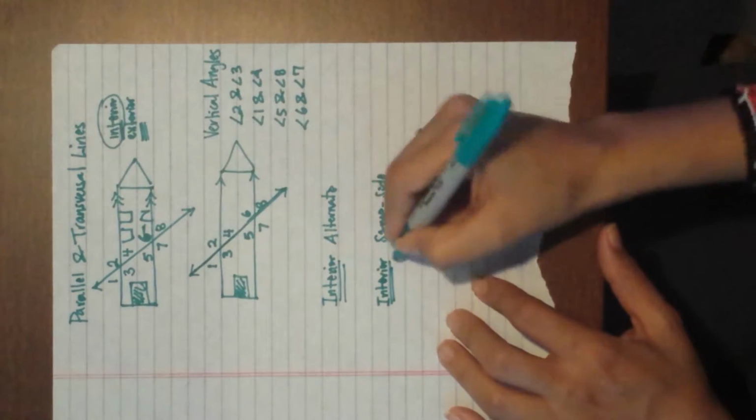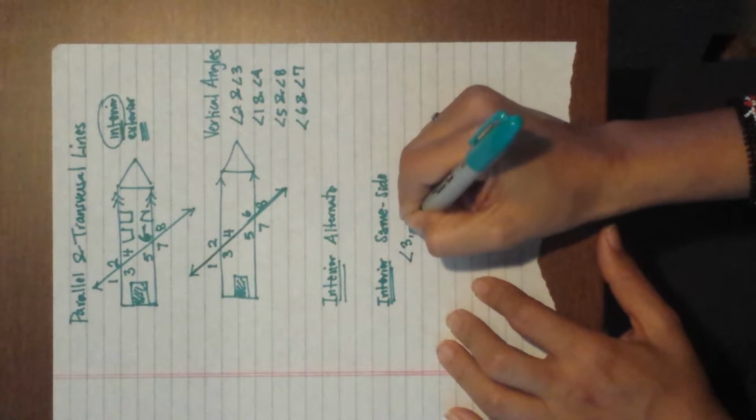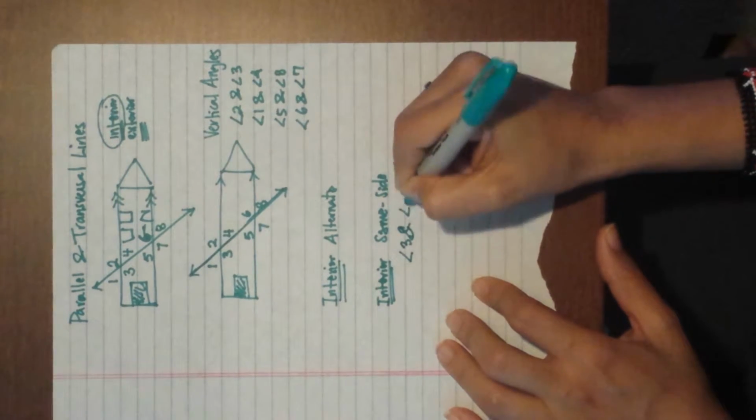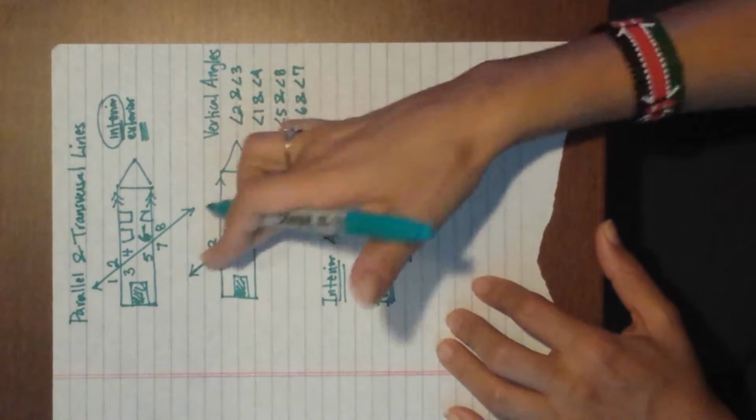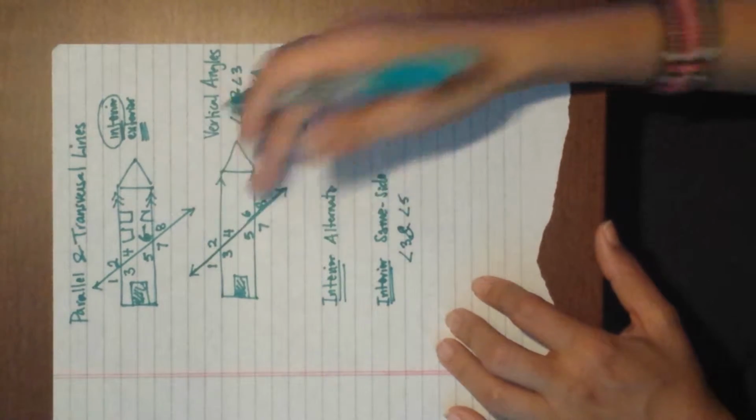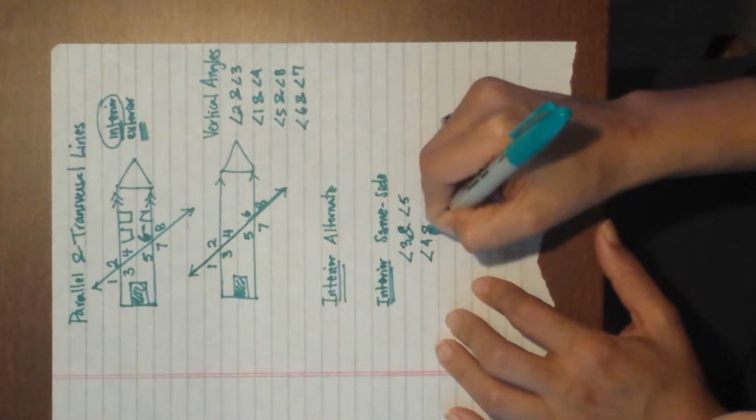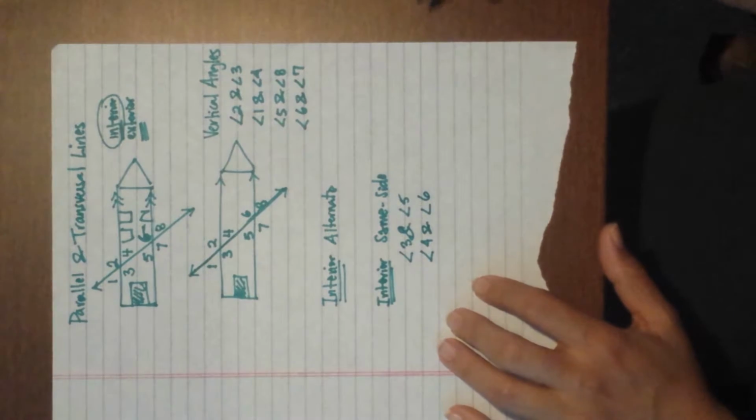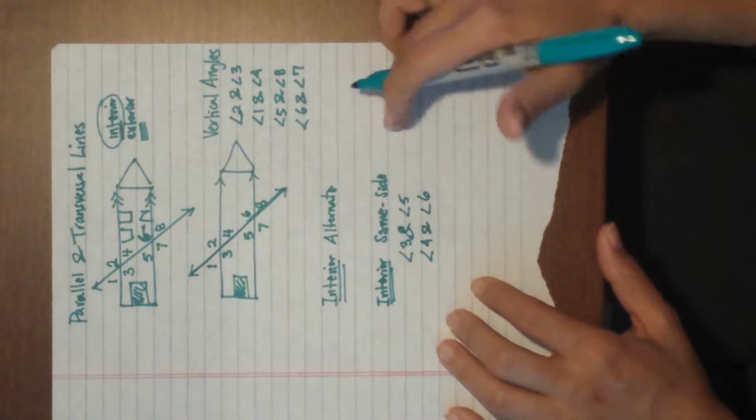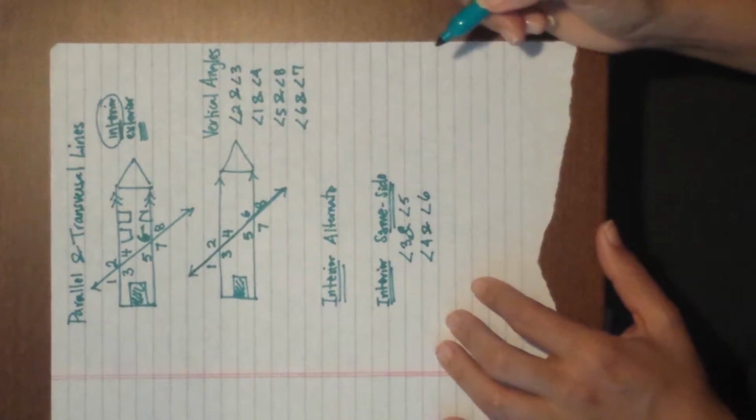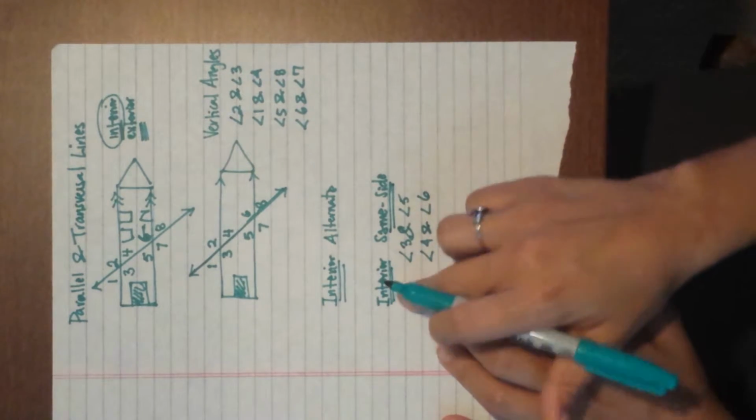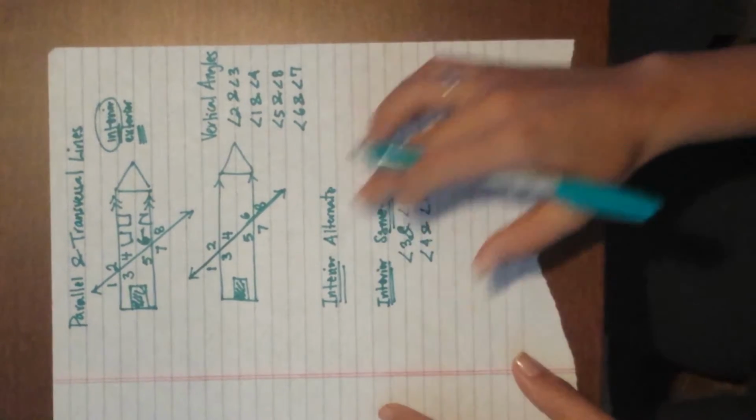It should be angles 3 and 5. And also, what else is on the same side but on the other side? 4 and 6. So angles 4 and 6. Perfect. Interior, same side. So on the same side of the transversal. Interior, inside. Okay, what about alternate? What do you think alternate means?